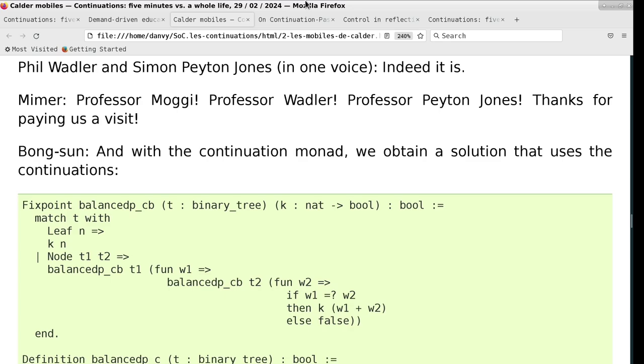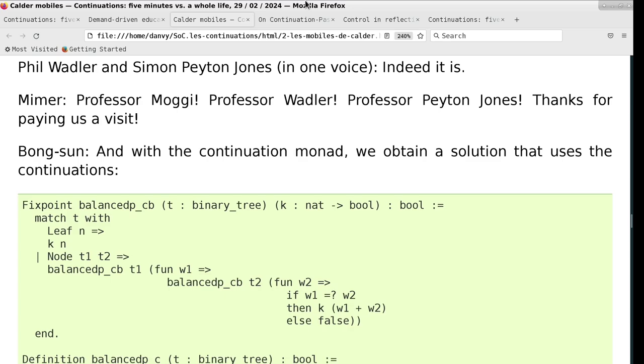And with the continuation monad, we obtain a solution that uses the continuation. And that's our first recursive function with continuations. So that auxiliary function is given a tree, and a continuation that will be applied to the weight of the subtree, and it returns a boolean. And it's defined by induction on the tree.